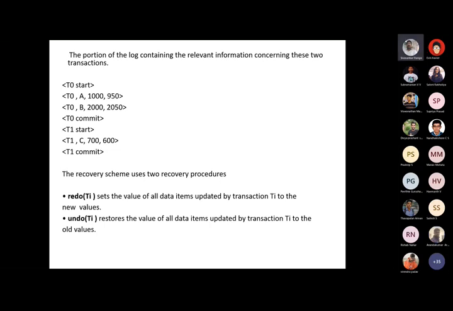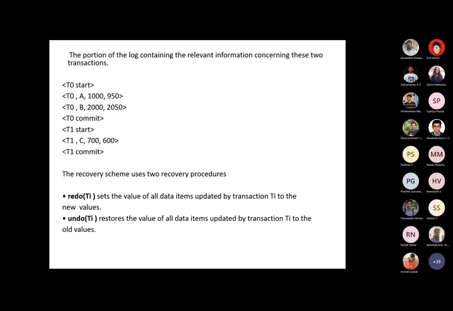Whereas undo of transaction Ti means we are going to restore all the values of the data items to the old values. These two procedures will be able to implement a log based recovery scheme, right? So redo means we are going to update the values of the data items that are being updated by transaction Ti to the new values.